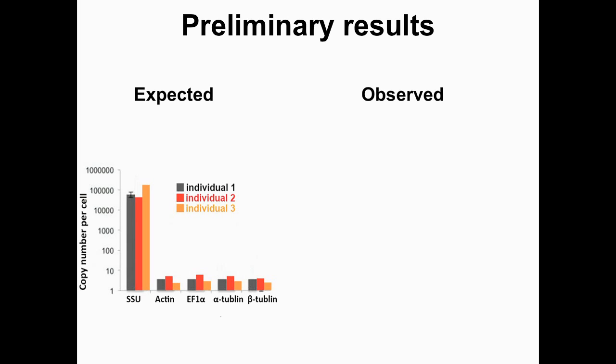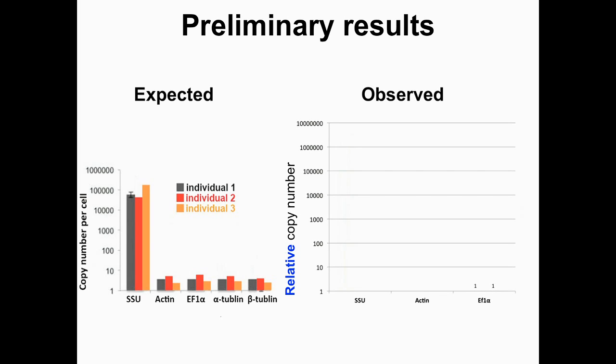So here's our expected graph. And for the actual observed graph, the y-axis is relative copy number, and we set it to log scale. The EF1 alpha here, we set to be 1. For both of the 2 cells, we observe that for each copy of EF1 alpha, there are millions more copies of SSU, which is what we expect.